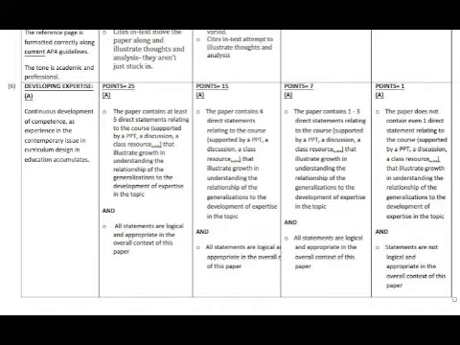Whenever you see an "and," it means that you must have what's there first, and then you must have what's there second. And in this case, it's all statements are logical and appropriate in the overall context of this paper. And yes, we put this in because we want you to think about this, that your statements must be logical when you're writing them for us.